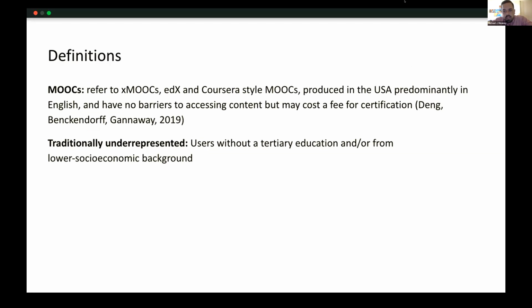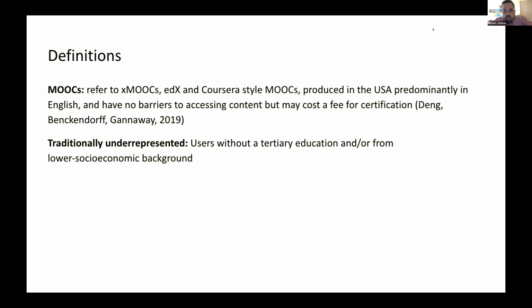MOOCs is a term that is widely used and can describe hundreds of thousands of courses online these days. And I'm using it specifically to refer to xMOOCs, or edX and Coursera style MOOCs, that are produced in the USA. Although they may host content from elsewhere, they're predominantly in English. They have no barriers to accessing content, but they may cost a fee for certification. And that's borrowing a definition from Dang, Benkendorf, and Ganaway from 2019.